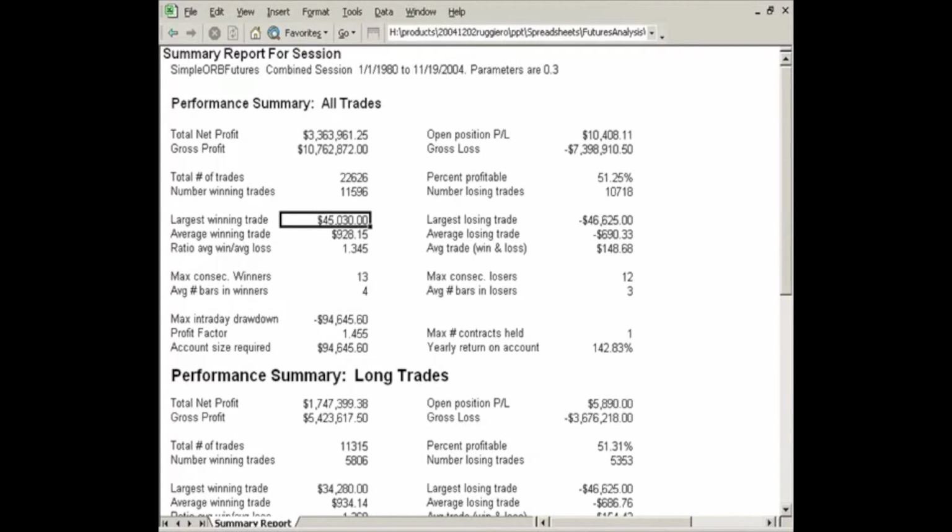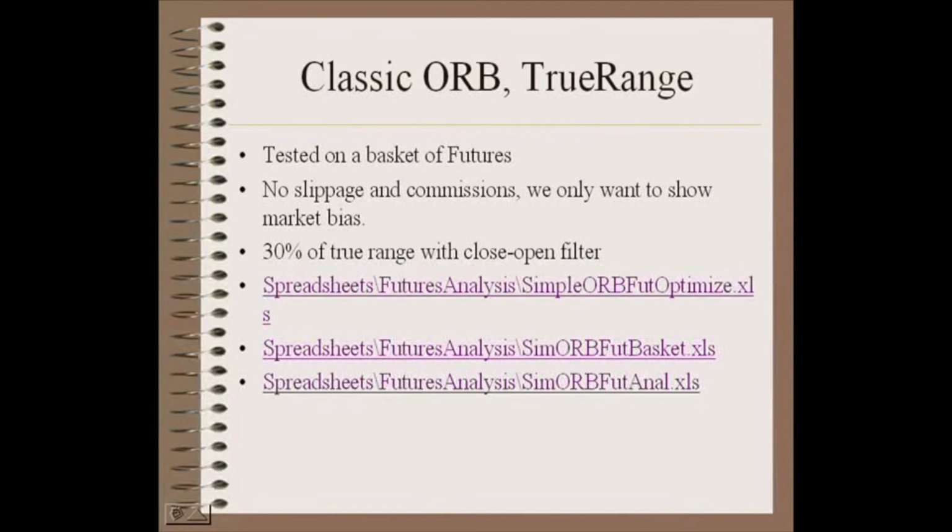And all you do is you pull. You can look at each individual market by just clicking on a pull down, or you can look at the consolidated markets by hitting a pull down. So you can analyze all that stuff. Okay, that's basically it for that.